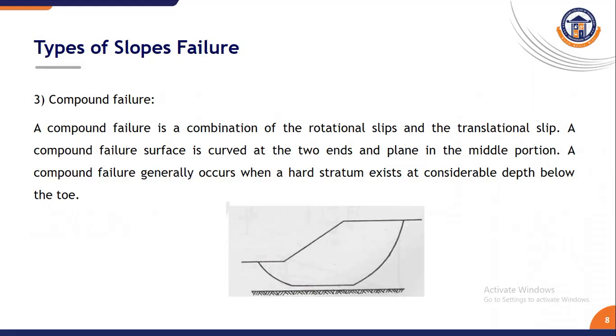The next failure is compound failure. Here, compound failure is a combination of rotational and translational failure. This failure surface is curved near the top and bottom and nearly straight in the middle portion. You see that image. This type of failure usually occurs when a hard stratum exists at a considerable depth below the toe of the slope.